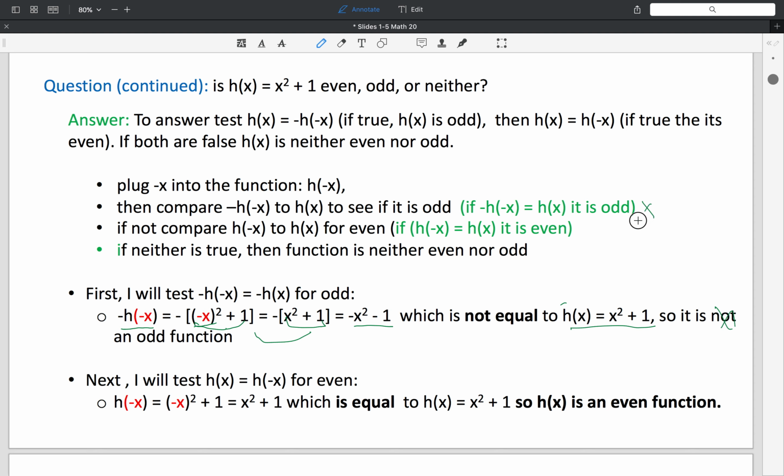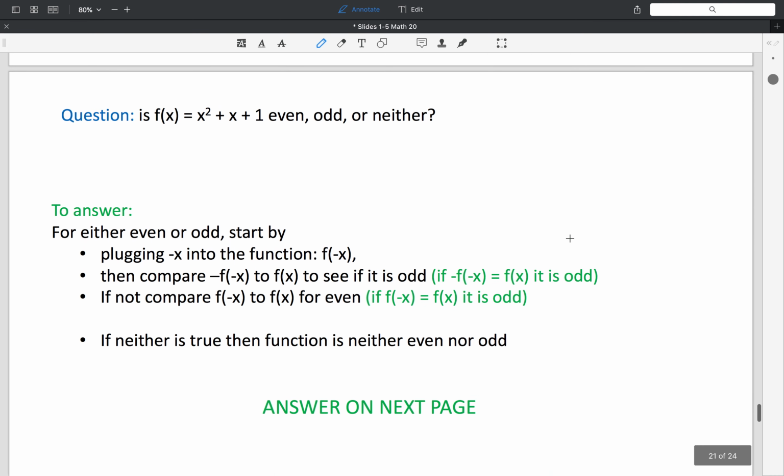So that doesn't happen. Now I'm going to test for even. I'm going to plug in minus x. And again, I'm just seeing if h of minus x is going to be equal to h of x. So I plug in minus x, I square it, I get x squared plus 1, and that is equal to that. So h of x is an even function. So this happened. Okay, so let's do one more. Then we'll talk about these.